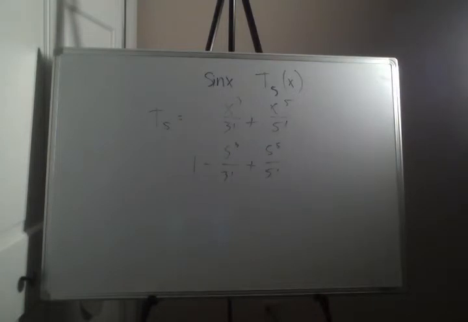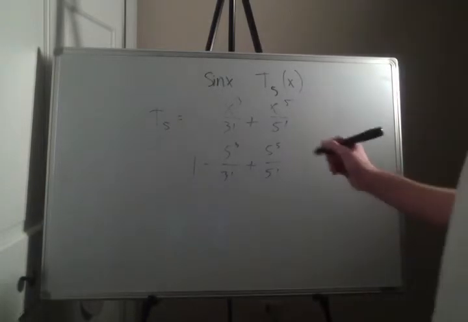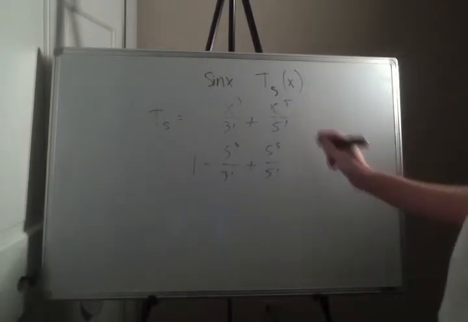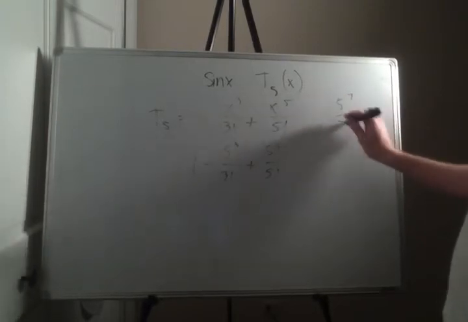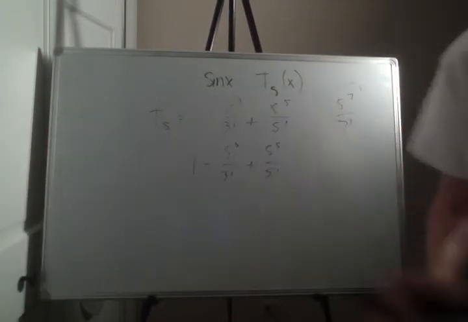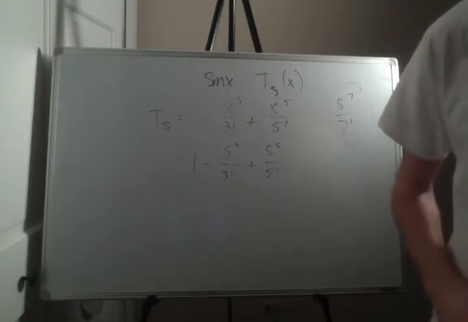What is the maximum error? Like, what is the biggest thing we could be off by to what sine of 5 actually equals? Well, that would be the next thing. And therefore the maximum that we can be off by is 5 to the 7th over 7 factorial. That is the biggest we can be off by.